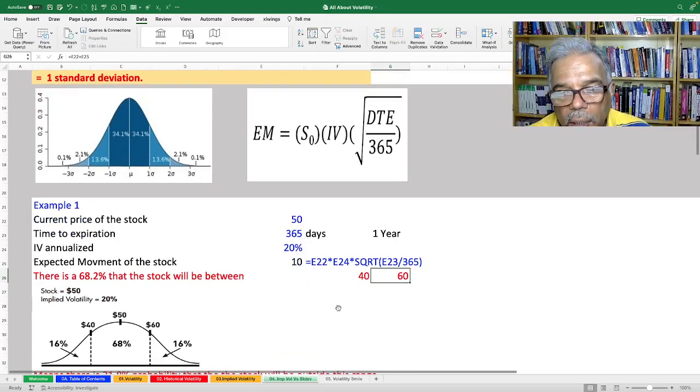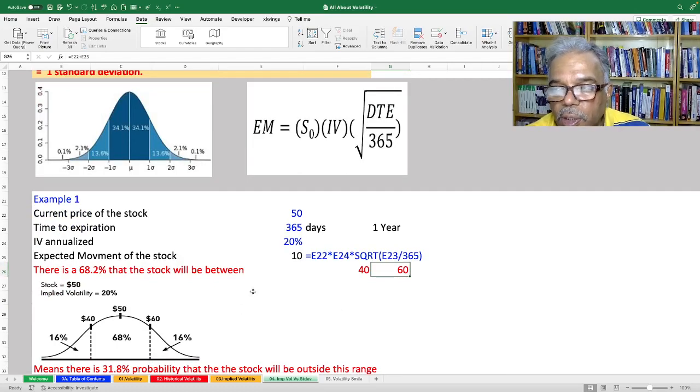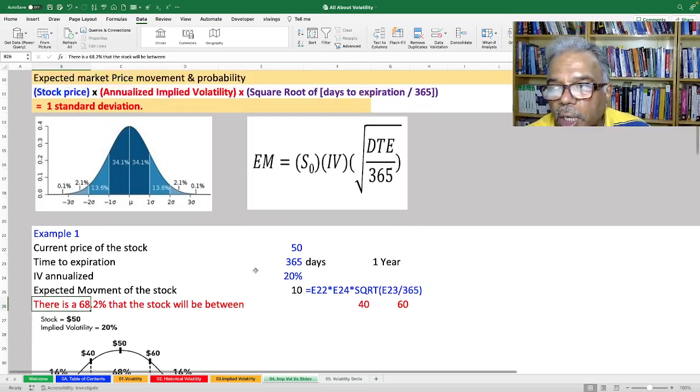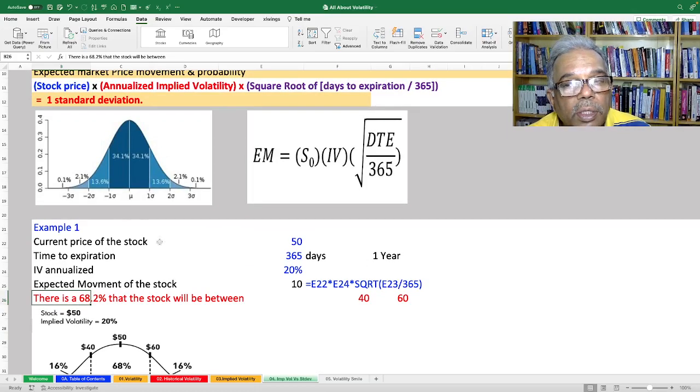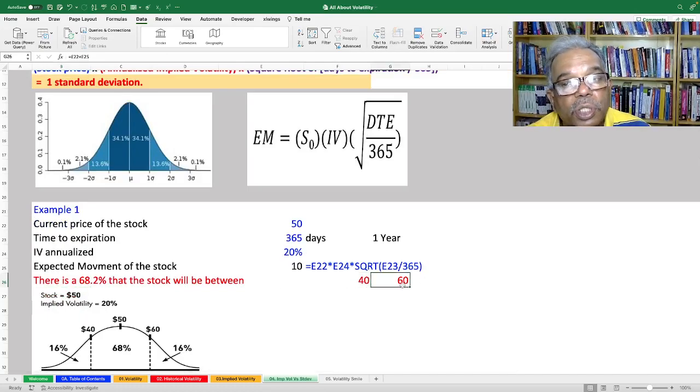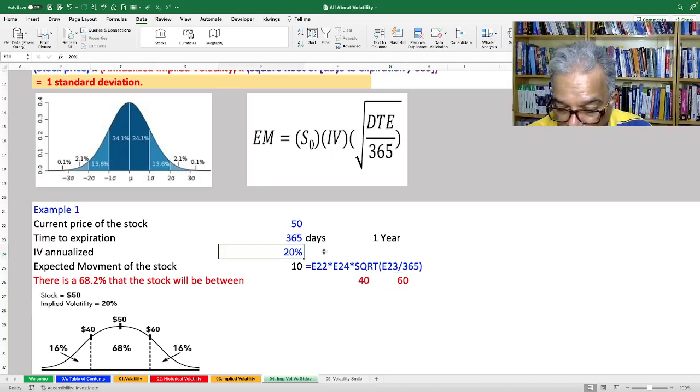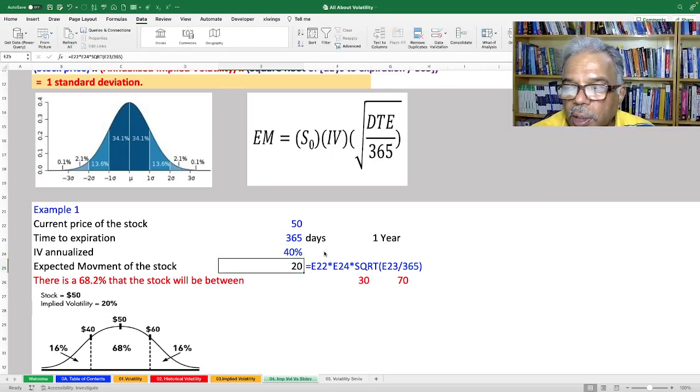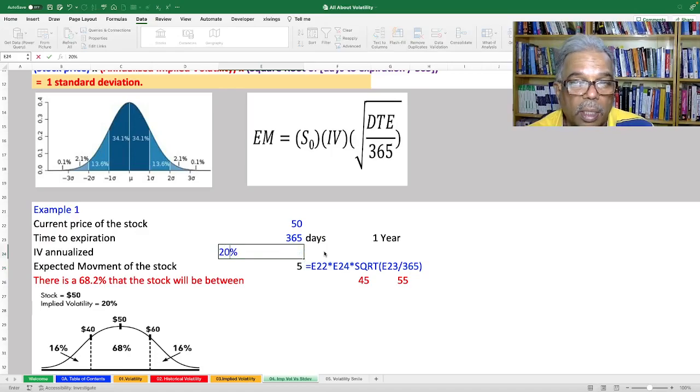Now using this data, we can also say this represents 68.2%, since it is one standard deviation. So the one standard deviation represents the range between 40 to 60 over the next 1 year. So you can increase the implied volatility. You can see that if you increase the implied volatility from 20% to 40%, the range also increases. And if you decrease the implied volatility, we can see the distribution narrows down. So that's a very important thing that we should have a clear understanding of.